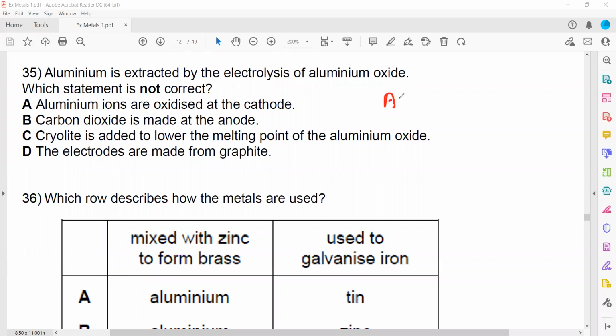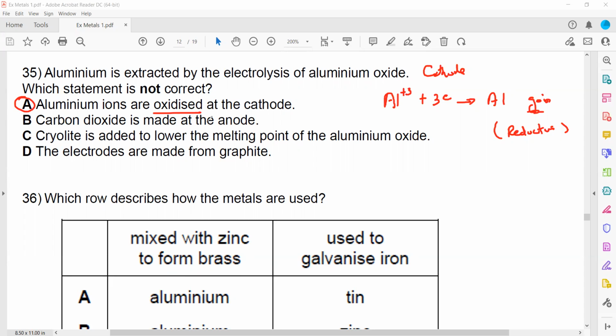Are they oxidized? When aluminum ions are moving towards the cathode, they take electrons and they will turn into aluminum atoms. This is a gain of electrons. When something gains electrons, we call that reduction, because reduction is a gain of electrons. So aluminum ions are not oxidized, they are reduced at cathode. So statement A is not correct because it should be aluminum ions are reduced.